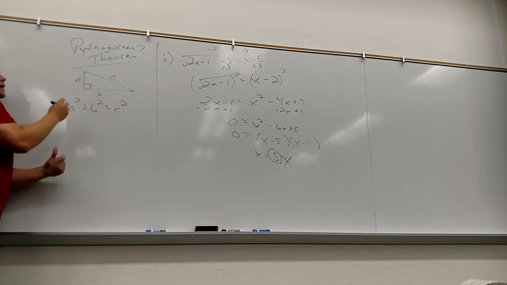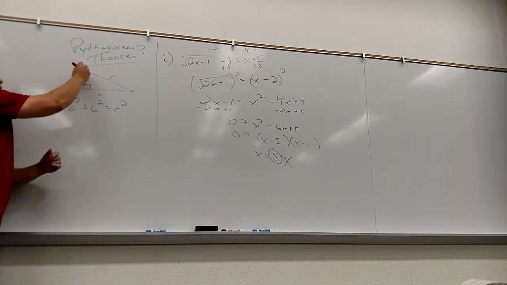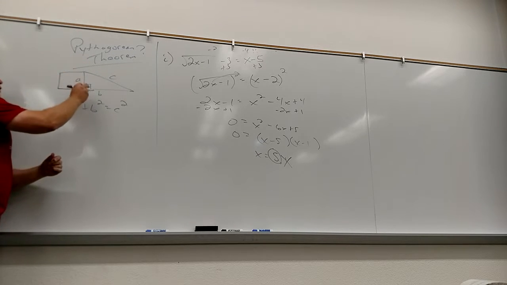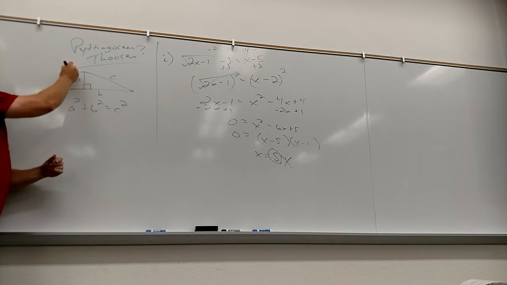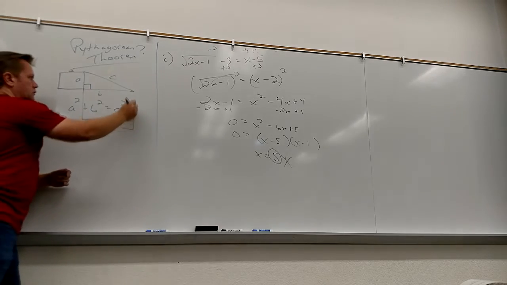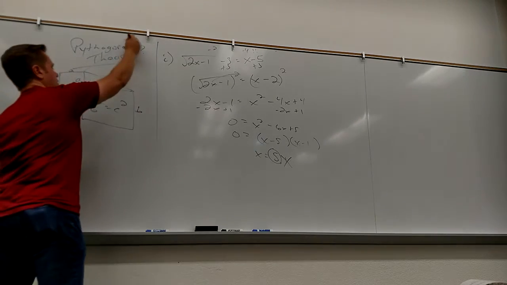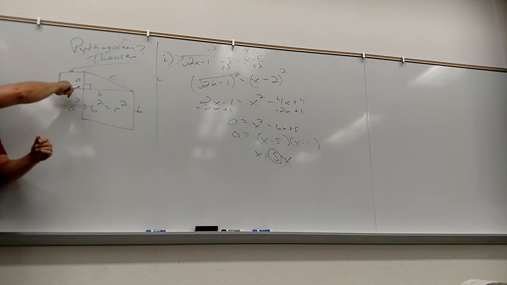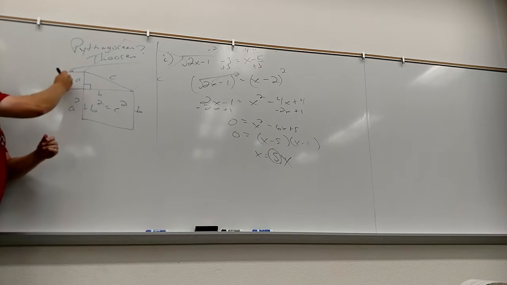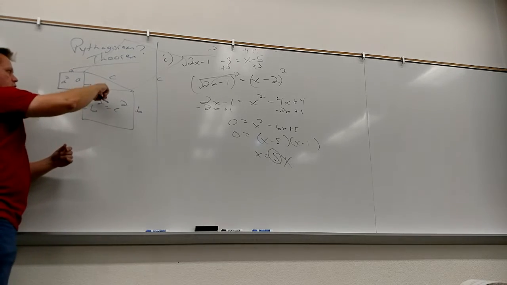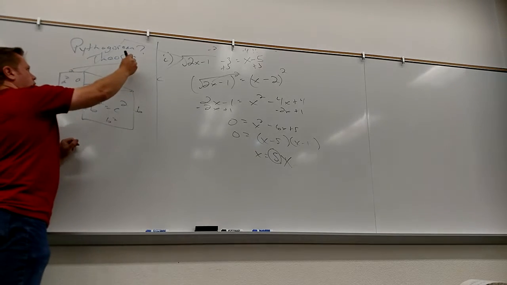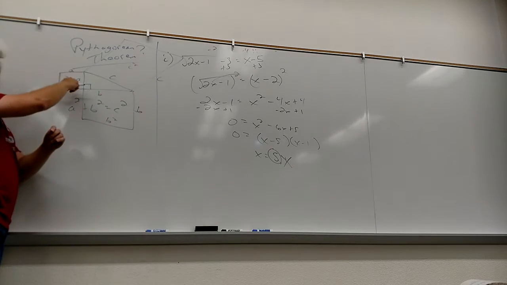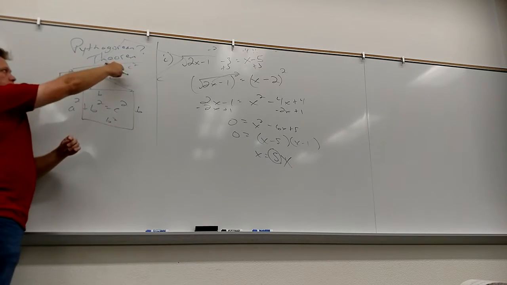This is not a proof, but it's a beautiful visual. If you imagine a square coming off of here, so it's A by A. And you imagine another square coming off of here, so it's B by B. And you imagine a square coming off of here, so it's C by C. What's the area of that square? It's A by A, A squared. The area of this square would be B squared. And the area of this square would be C squared. So I'm saying the area of this square plus the area of that square equals the area of that square.